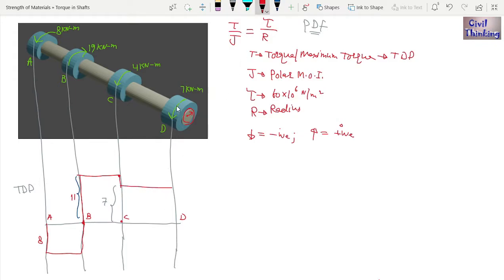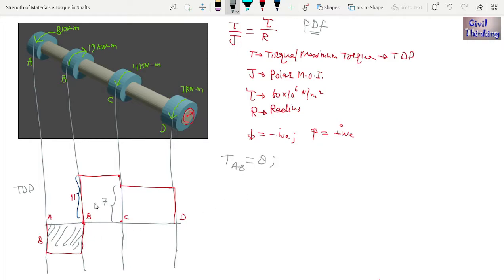Now from C to D there is no torque, so I will go flat, right? At D there is downward of 7. Okay, now from here to here is 7, so I will go 7 downwards. Okay, now from the torque distribution diagram, you can see the torque in AB. This is AB, right? Now what is the height or depth of the torque diagram of AB? It is 8. It means torque in AB is 8.